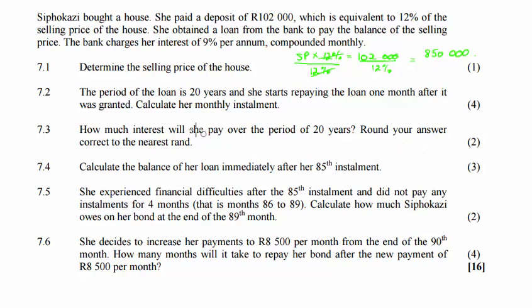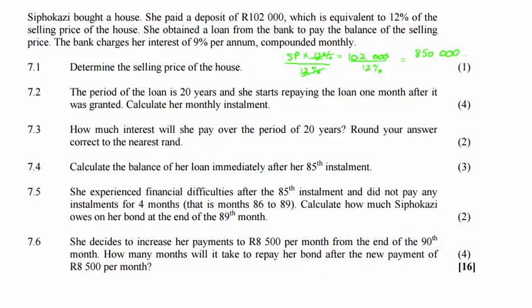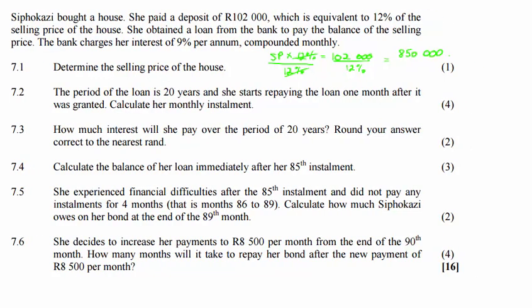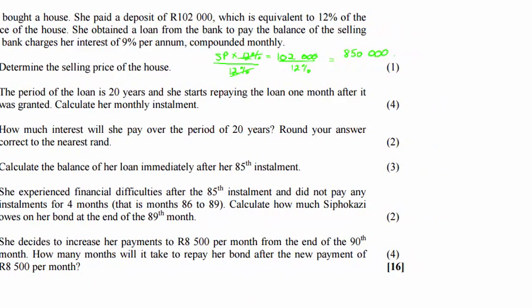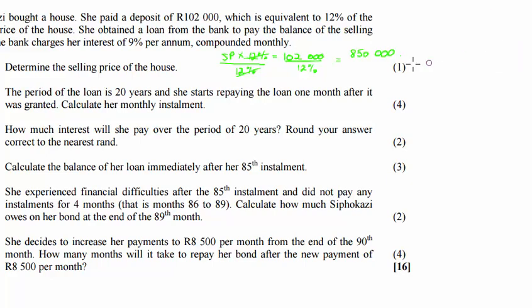Okay. The period of the loan is 20 years and she starts repaying the loan 1 month after it was granted. Calculate her monthly installments. Okay. How about you guys try that? Okay, what did you guys do? Sunday, what did you do? I used the present value formula. Okay, good. Present value, X. And remember, you don't get a formula sheet. So know this formula off by heart.